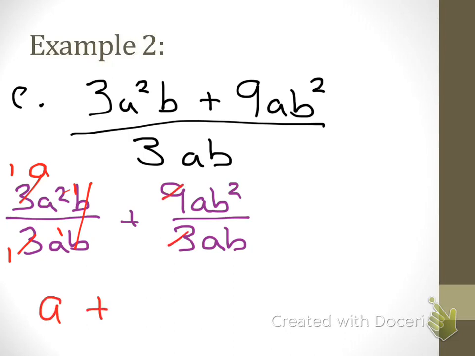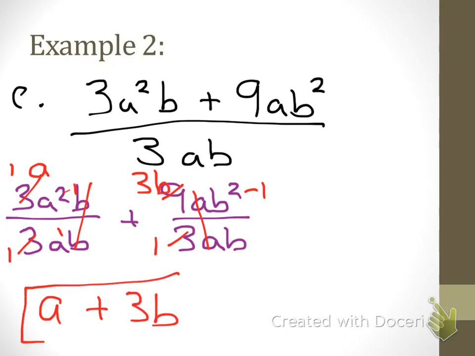Plus, this cancels down to 3 over 1. Your a's cancel out, and 2 minus 1 is just b. So all you're left with is 3b in the second term. So a plus 3b would be your answer.